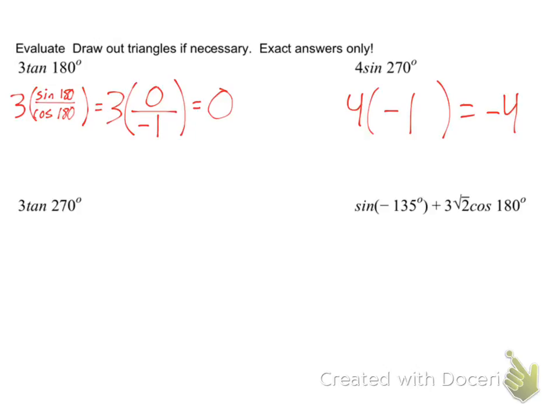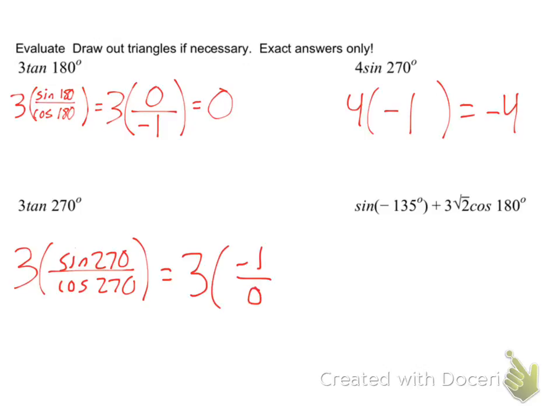Oh wait, 270 comes back up in the next one. Tangent of 270. 3 times sine of 270 over cosine of 270. What is the sine of 270 again? So it's negative 1 over 0. Can you divide by 0? So therefore, it's not 0.